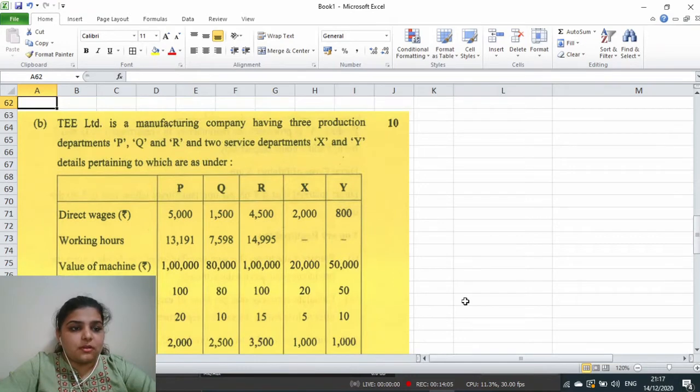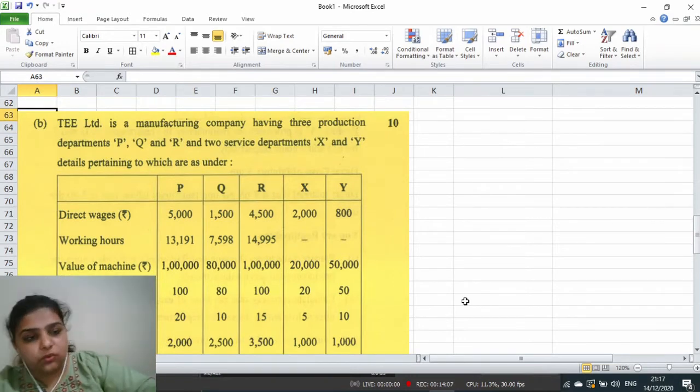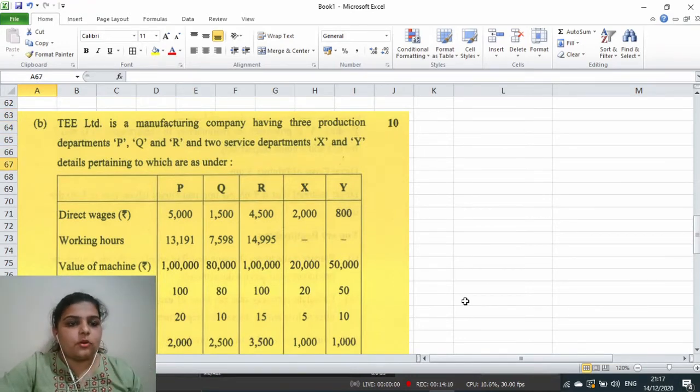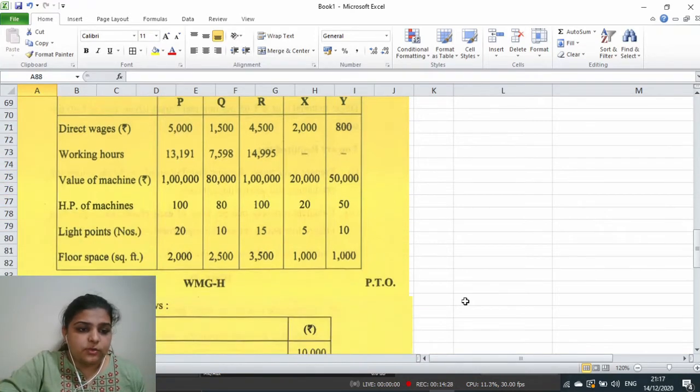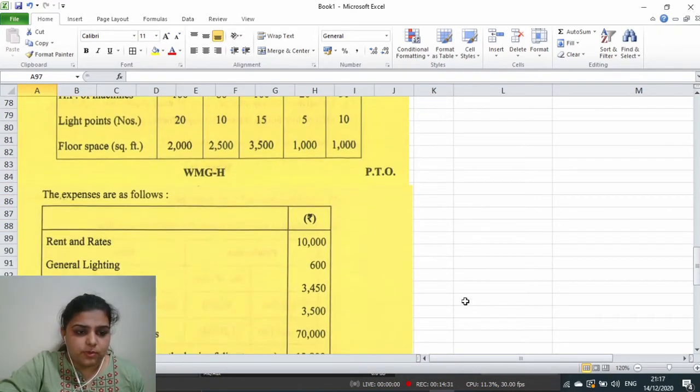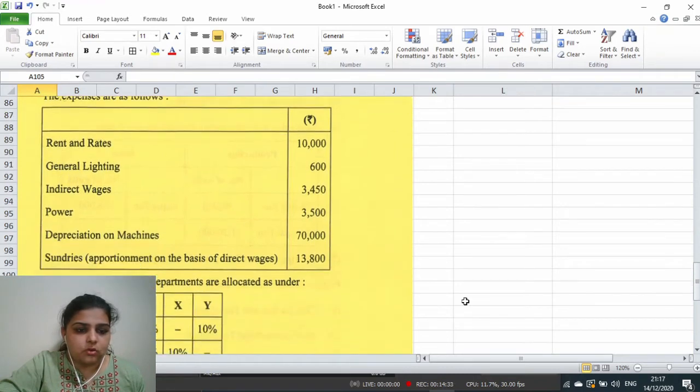Next question is again for 10 marks, a very interesting question. This is from your overheads chapter. Let's read it. T Limited is a manufacturing company having 3 production departments P, Q and R and 2 service departments X and Y, pertaining details of which are as under. They have given us the direct wages, value of machine, HP, light points, floor space. Also, they have given us the cost to bifurcate.